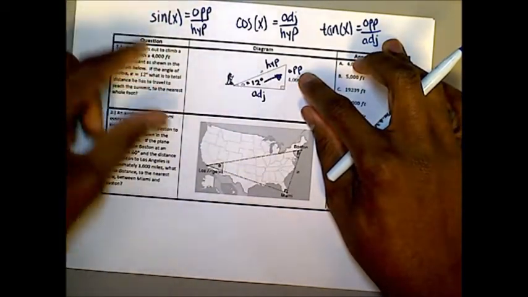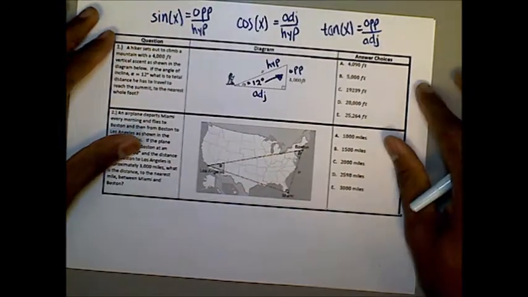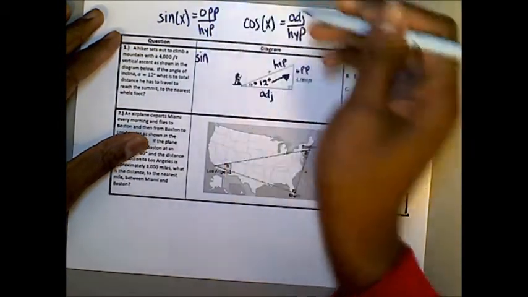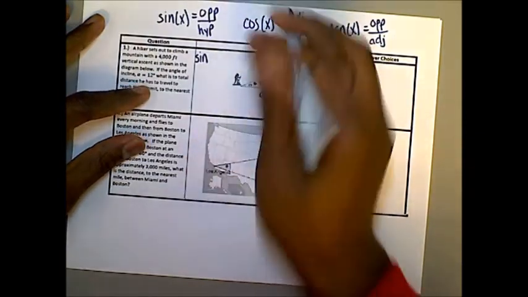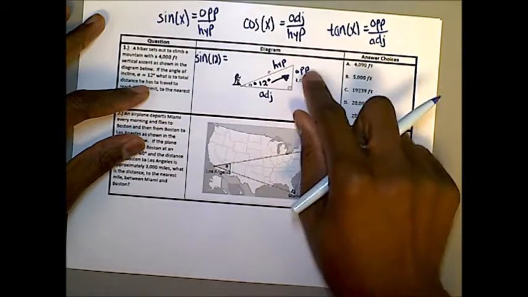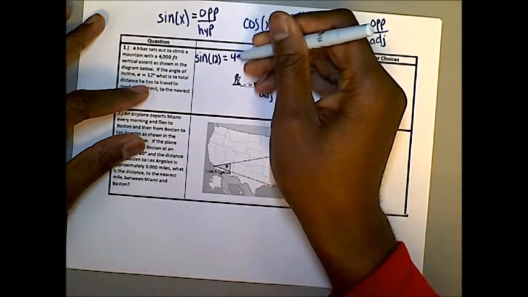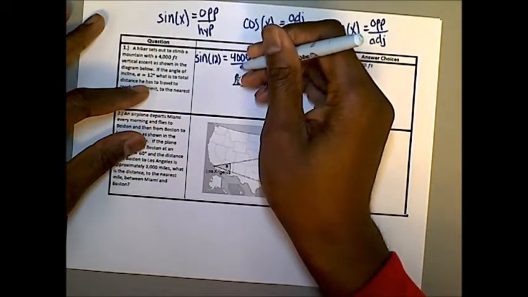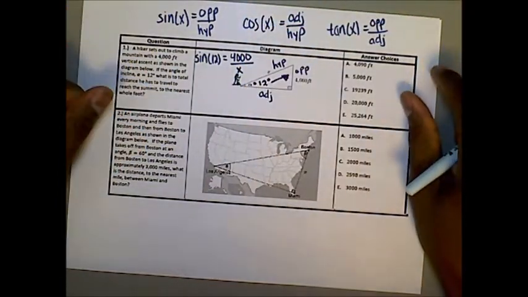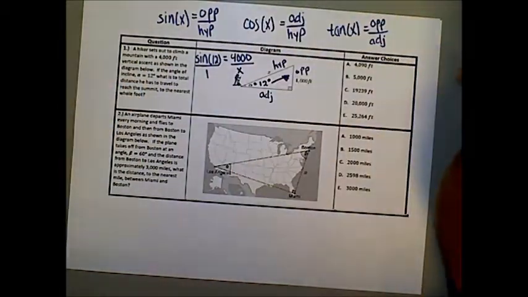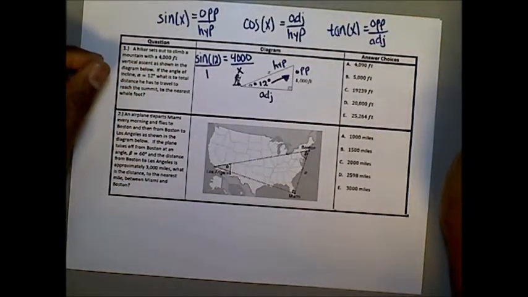I've been given this angle alpha, and I've been given the opposite side, and I need to find the hypotenuse. So what trig ratio requires the use of the opposite side and the hypotenuse side? Well, that's sine. So I'm going to set my problem up right here. The sine of my angle 12 is equal to opposite, which is 4,000, over the hypotenuse, which is x. That's how I set it up, and I like putting this over 1 so I can set up my cross multiplication.